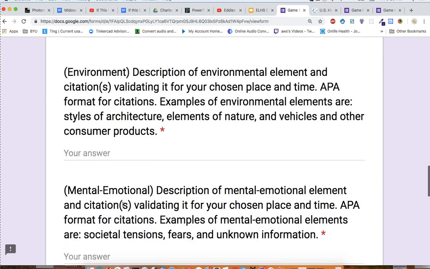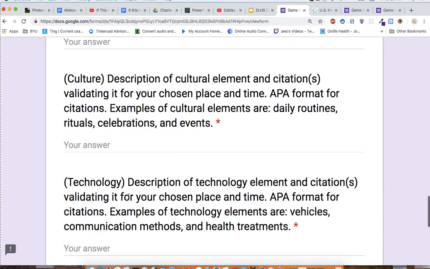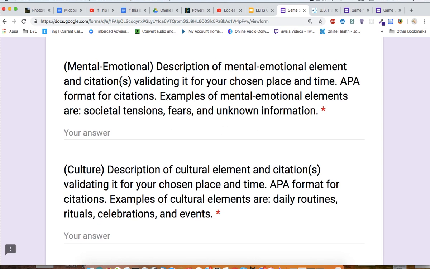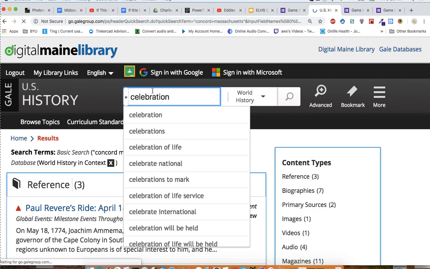Develop your setting. You don't have to come into this thinking of a particular city or a town. Just look at this as just a way of devising or coming up with your setting. You don't have to do the first one first and the last one last. I'm looking at culture and I'm looking at mental emotional elements. I'm saying celebration. I'm going to look up celebration and see what I get. So here I am searching celebration.